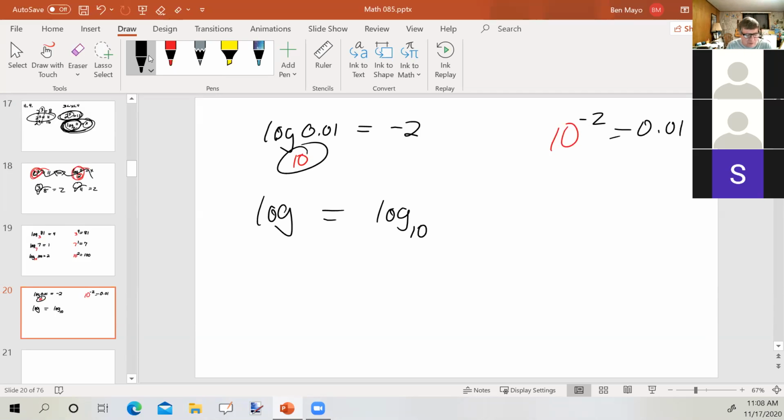And on your calculator, over on the left column, somewhere down there, there should be a button that says log, which is log base 10. And to help you remember that, if you look at the second function key, it's 10 to the x power. Okay, so log means log base 10.